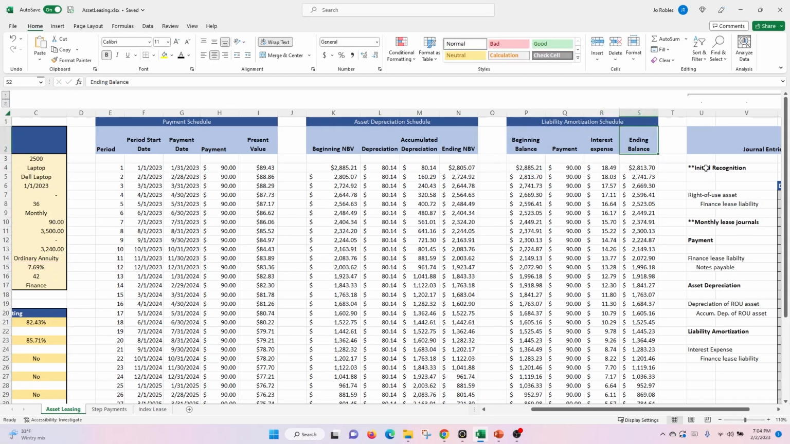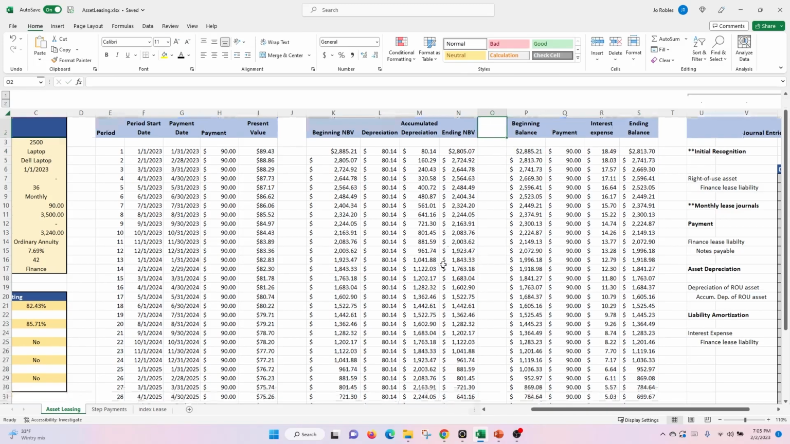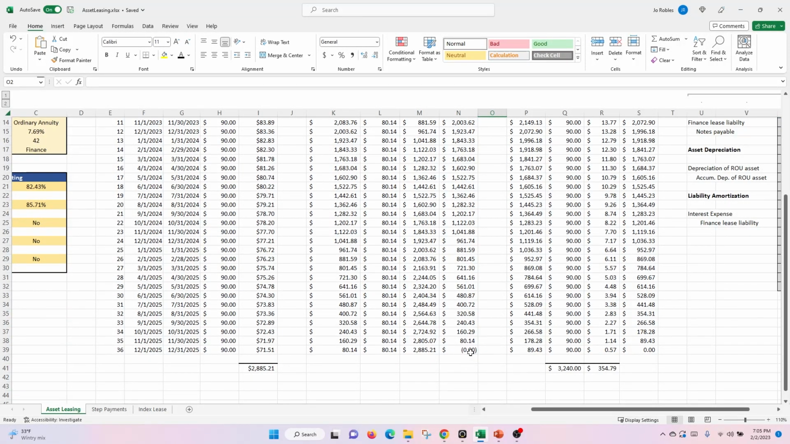And lastly, you have your ending balance. You have here your beginning balance minus a payment plus the interest expense. Now, another thing that I want you to note here in this Excel is that once you are done doing your depreciation and amortization, both on the asset and the liability, you will finish with a zero balance. So that's what we're trying to accomplish here with these two tables.